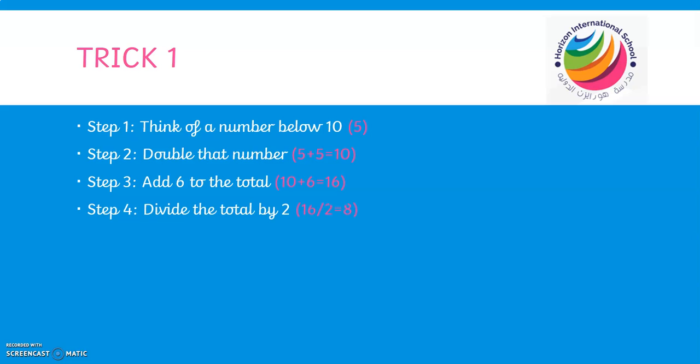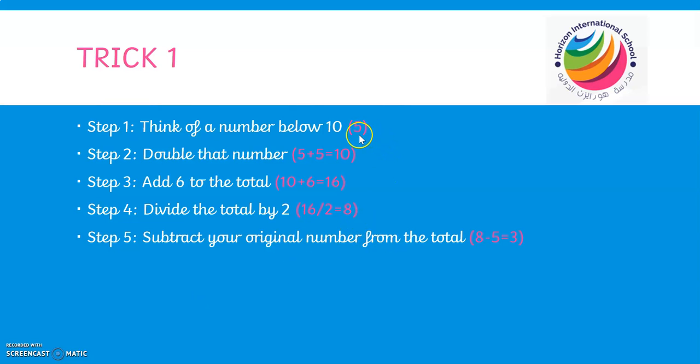Step 4, they have to divide their total by 2. 16 divided by 2 equals 8. Step 5, subtract your original number from the total. So 8 subtract 5 equals 3.